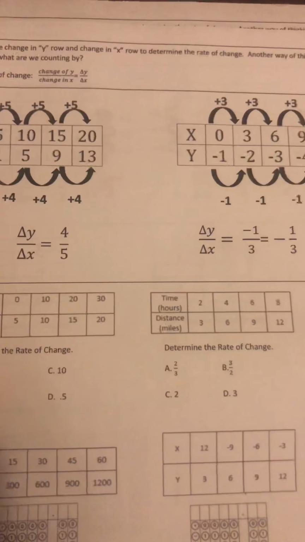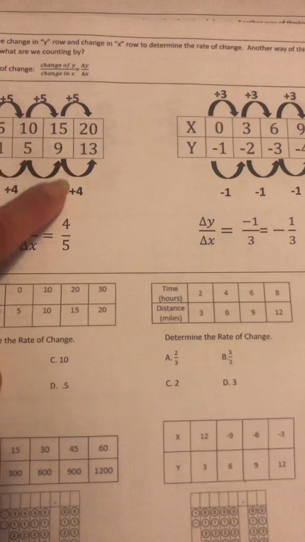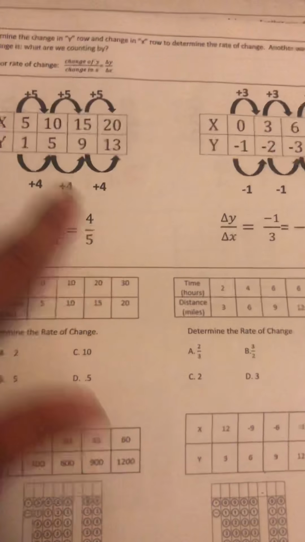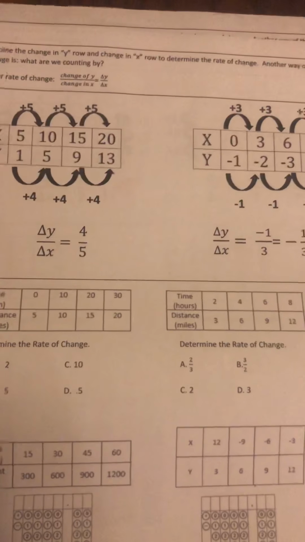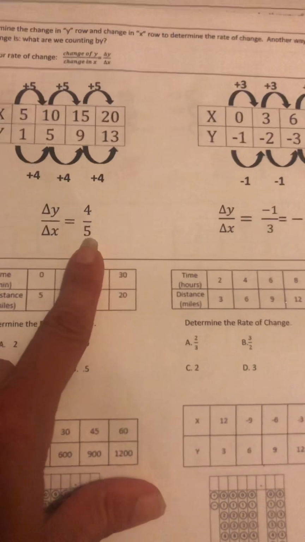So as you can see right here, 1 plus 4 is 5, and 5 plus 4 is 9, and 9 plus 4 is 13. So our change in y is 4, and then our change in x, as you can see, is 5. Therefore, our slope or rate of change for this horizontal table is 4/5.